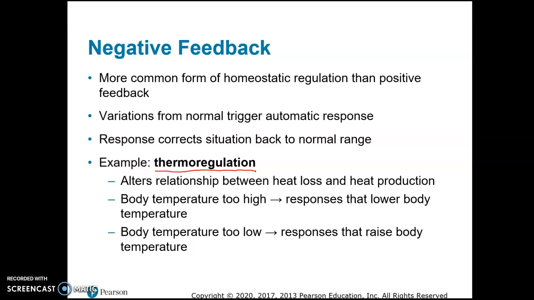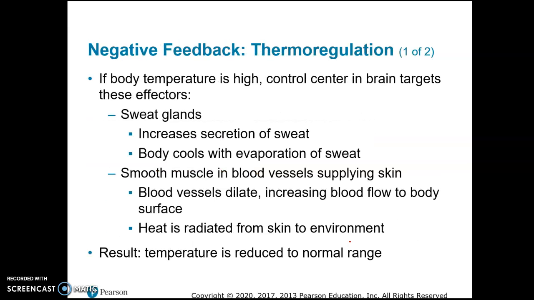The reason we call it negative feedback is, just like with the thermostat in the house, when the body temperature is too high, the body has ways to respond that lower the temperature. So it negates or opposes the original stimulus. When the body temperature is too low, then the responses raise the body temperature. So very similar to the thermostat in our house.